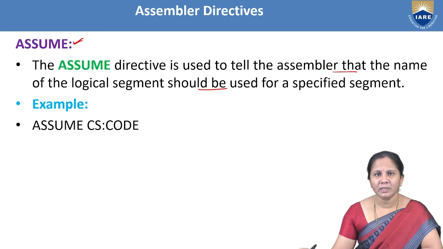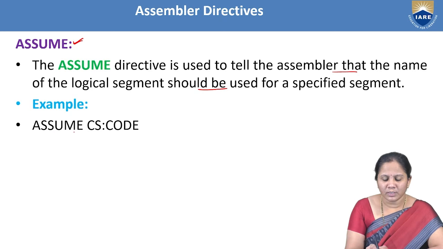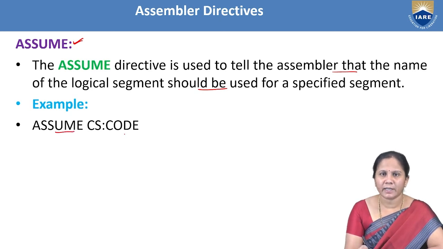For example, consider ASSUME CS colon CODE. ASSUME is an assembler directive. It directs the assembler that the logical segment is CS, where CS represents code segment. We know that in the code segment, the code, that is, the instructions related to that program, will be stored. The code will be present in the code segment, which consists of a set of instructions needed to perform some specific operation.